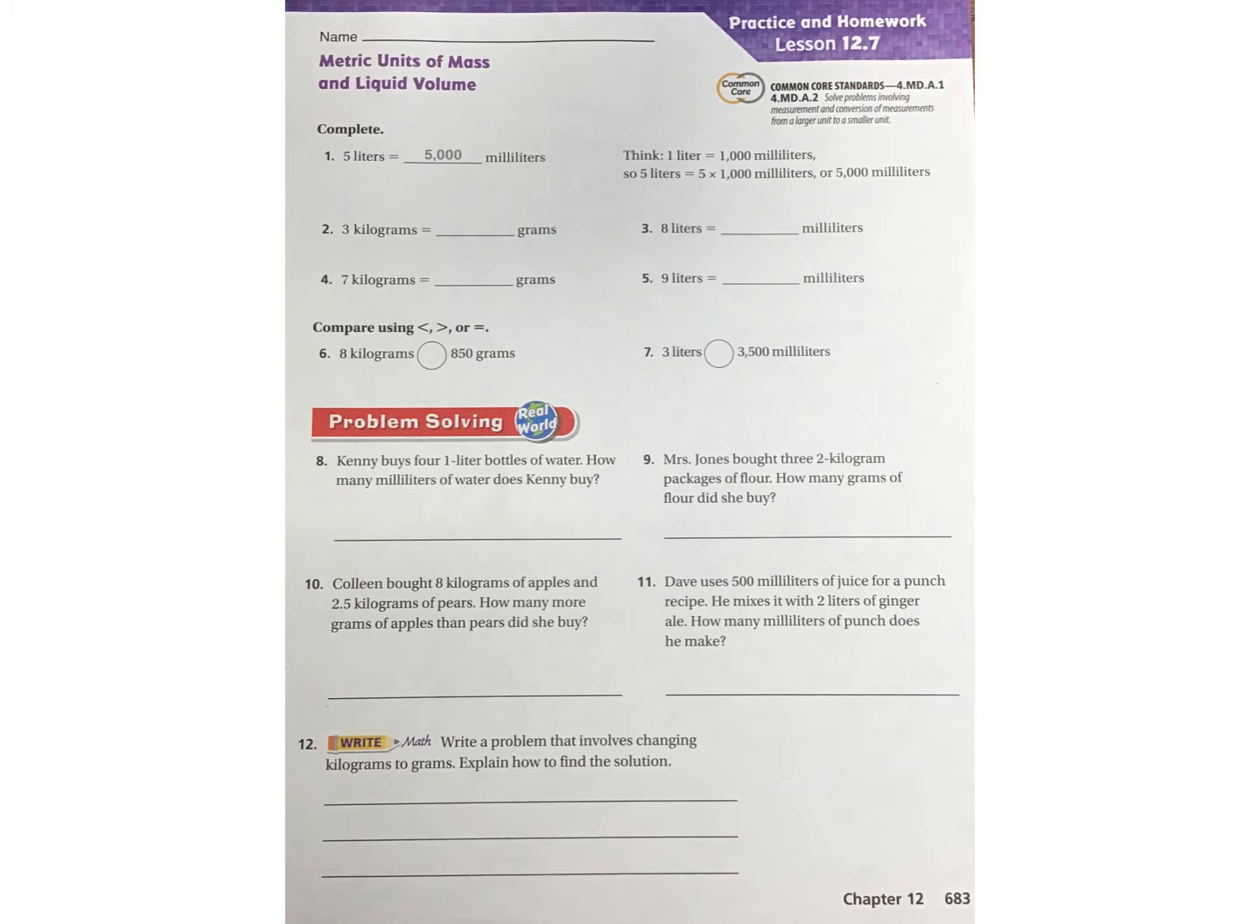This lesson is lesson 12.7 in Go Math homework. The title is Metric Units of Mass and Liquid Volume. So really quick, let's just go ahead and write to this side. For mass, what unit do we use? Grams. Grams, yes. And what do we use for liquid volume for metric?